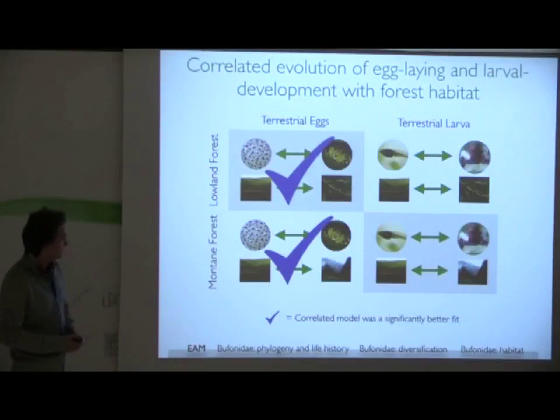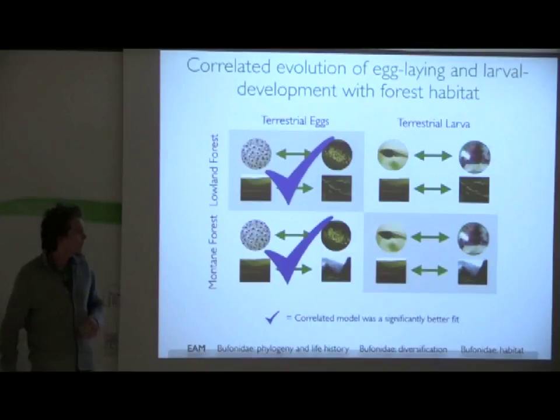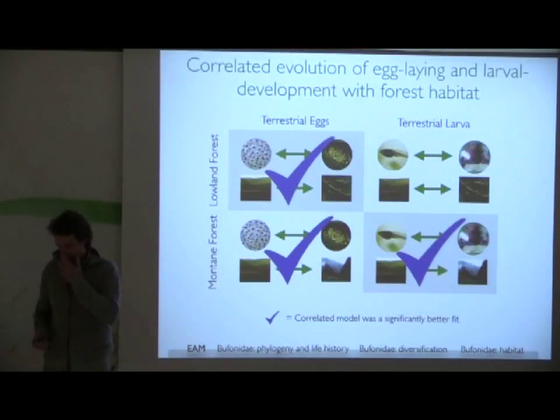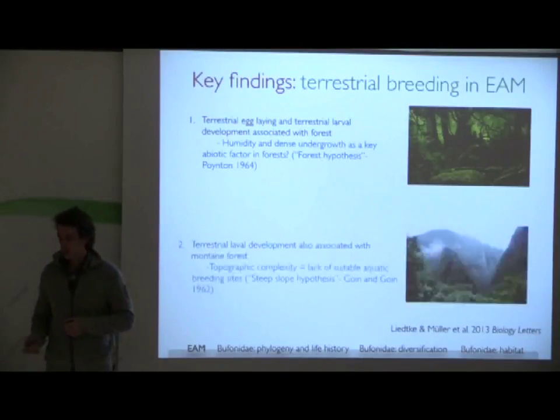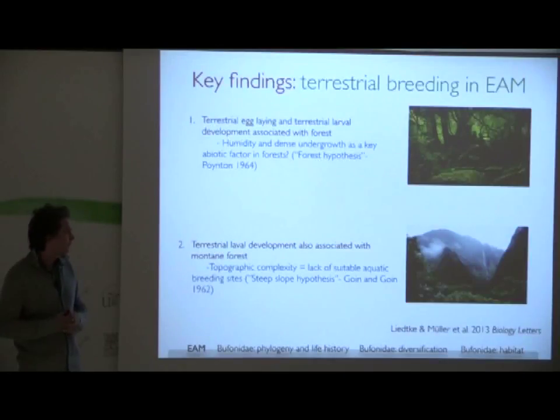What we found was that for terrestrial eggs, the correlated model, where the two traits are dependent on each other, performed best for both types of forest. But interestingly, for terrestrial larvae, we only recovered a significantly better fit for montane forest. So what that means is that we do find an association of terrestrial breeding and forest, both montane and coastal lowland forest. But there's also a differentiation between lowland and montane forest, at least for terrestrial larvae. So we find support for both of these hypotheses.